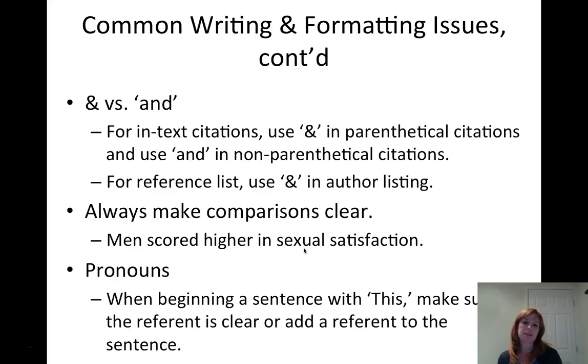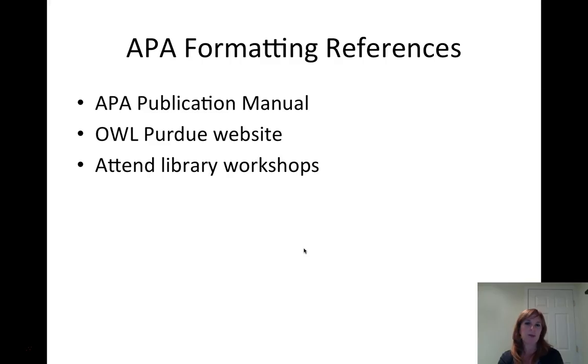Also, when you're beginning a sentence with the word "this," make sure that whatever the "this" is that you're referring to is clear, or add a reference to that sentence. I think students often will try and create a whole idea in a paragraph, and then at the end say, "this indicates that blah, blah, blah." And by the time you've gotten to the end of the paragraph, it's not quite clear what the "this" is that you're referring to. So those are some things to think about as you work on writing for academic purposes, for scholarly purposes.